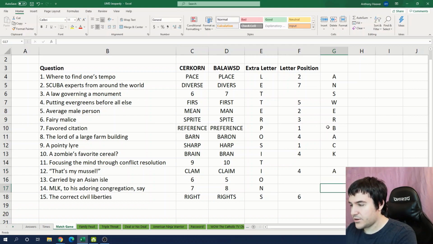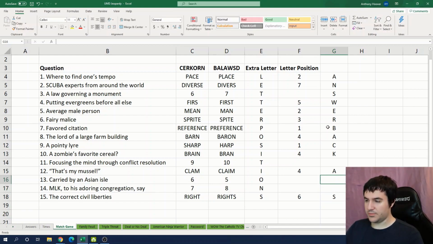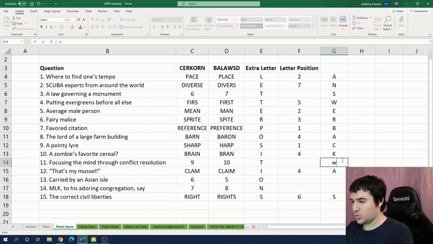We have an A here, and what do we have down here? The 6th letter over there is an S. So I'm thinking the answer is backwards.